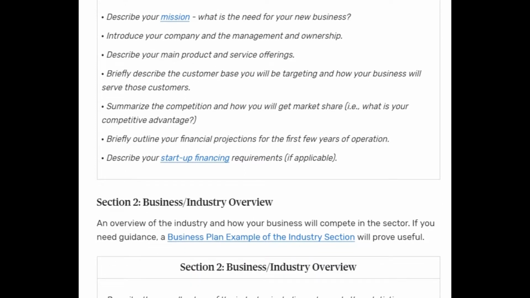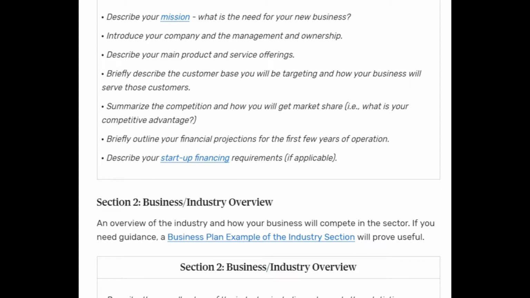Summarize the competition and how you will get market share. That is, what is your competitive advantage. So you have to summarize your competition as well, and what is your current ranking as far as your product is concerned, your share in the market, and how you will get the market share. That is your competitive advantage.